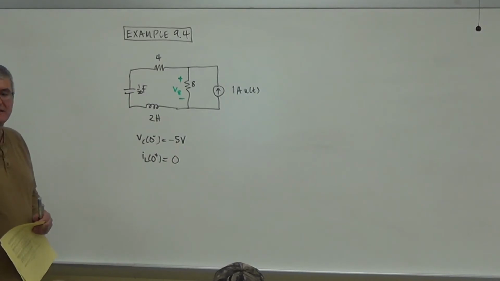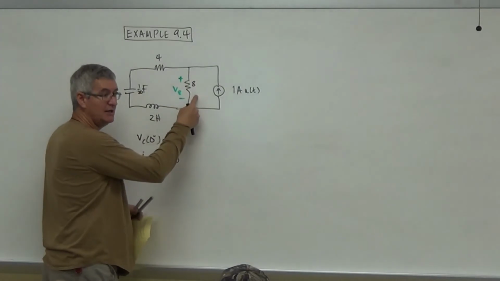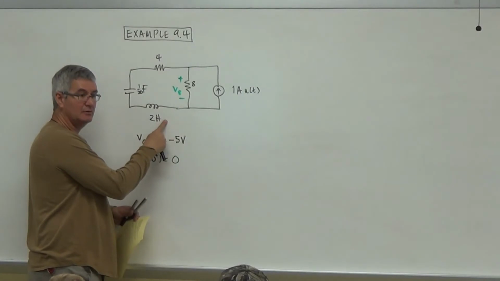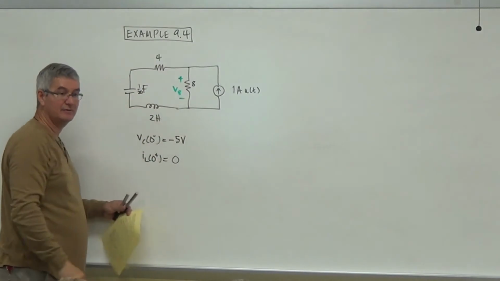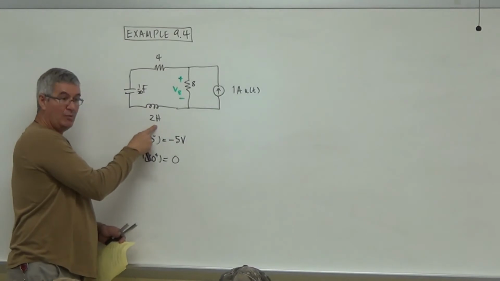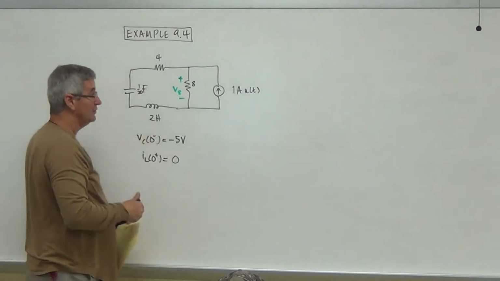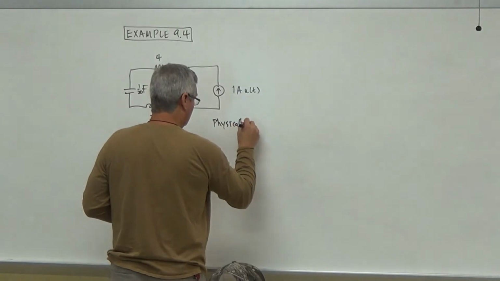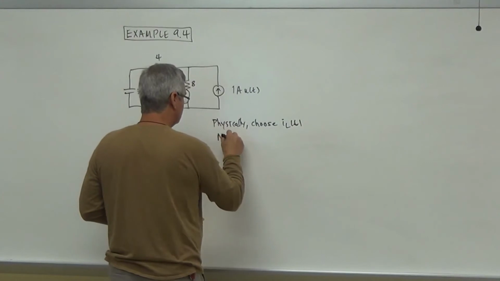But if I look at this in the language of current, I can calculate the current across the 8 ohm resistor by the source minus the inductor. So it makes it a lot easier. Here, I've got to do a whole bunch of work, because how do I know what the voltage of the inductor is? I don't. So physically, choose IL of t, not VC.